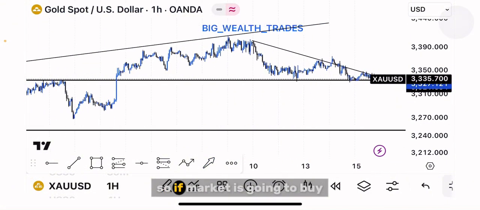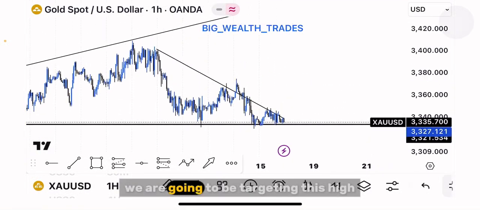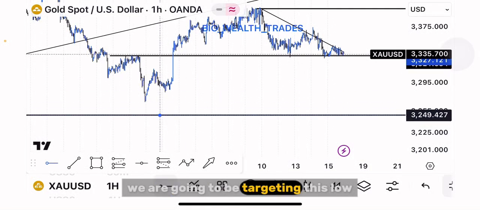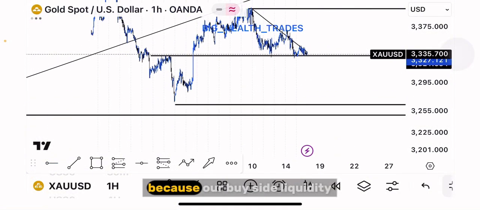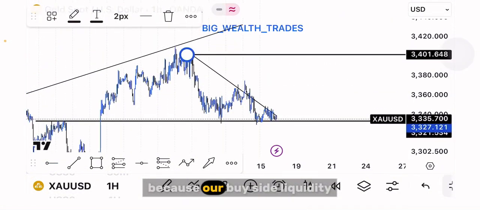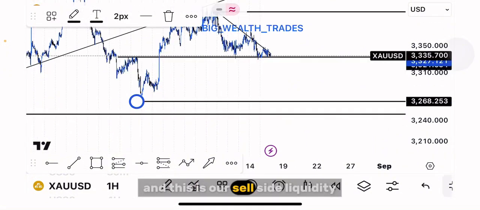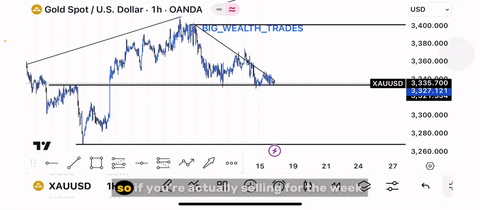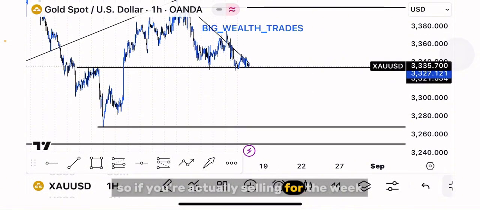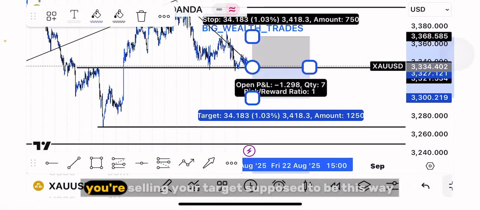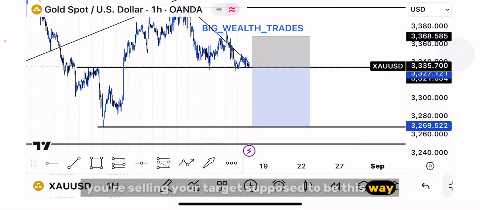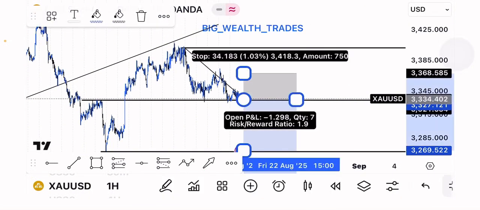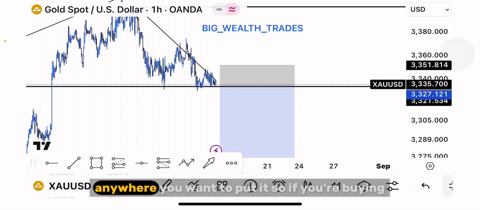So if the market is going to buy, we are going to be targeting this high, and if the market is actually going to sell, we are going to be targeting this low, because this is our buy side liquidity and this is our sell side liquidity. Most people might know it as measure swing high and measure swing low. So if you're selling for the week, your target is supposed to be 3269, and you determine your stop loss anywhere you want to put it.